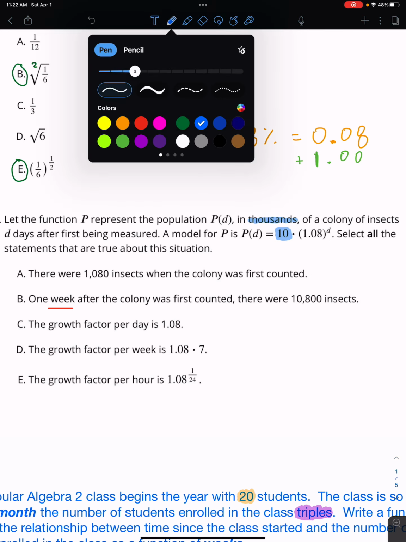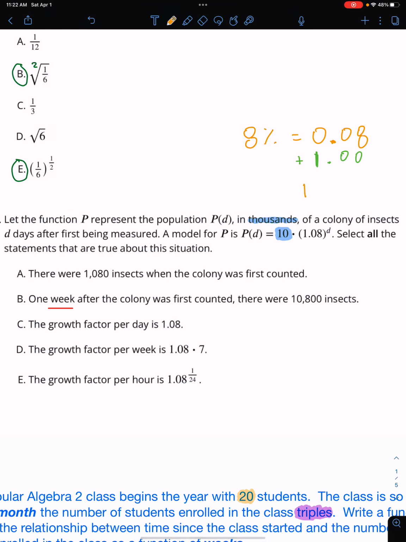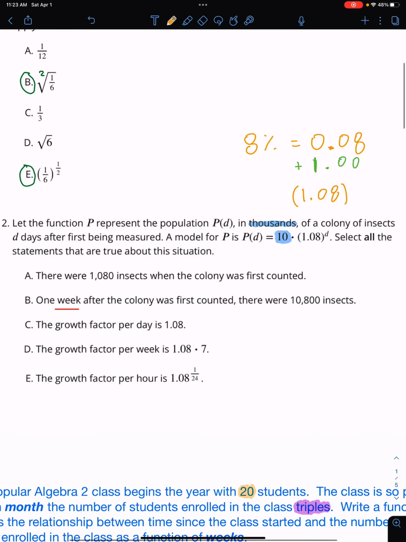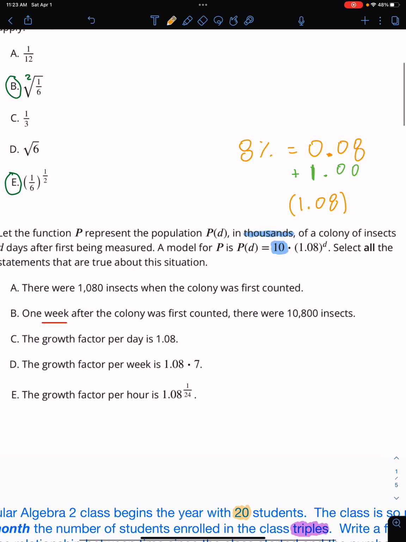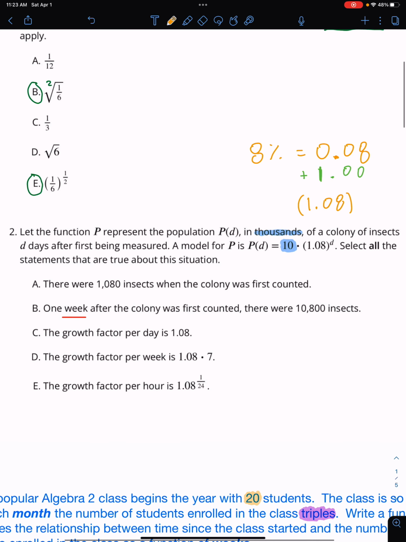So what color are we going with? We're going with the orange. So we're going to multiply times 1.08. Here is our growth factor. We'll just keep multiplying times 1.08 and D days. So how often do we multiply times 1.08? D days after first being measured.